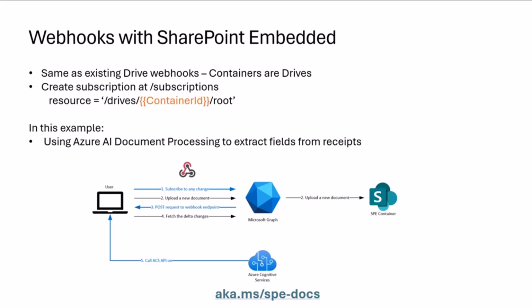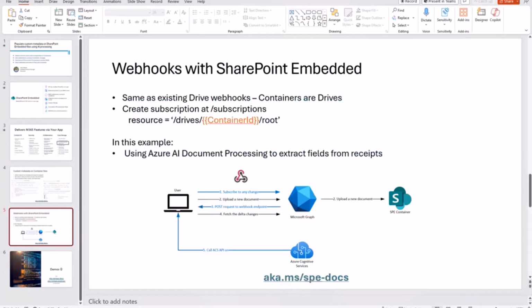So your service, in this example that I'll show you, is an Azure function that gets the webhook call when anything changes on my drive. Also in this example, what I'm doing is processing with Azure AI document processing to extract fields from receipts. By the way, this example is published in our documentation. So if you go to aka.ms/spe-docs, you can take a look at a handful of articles. And actually, what I'll do is go into demos here. We can pull that up.